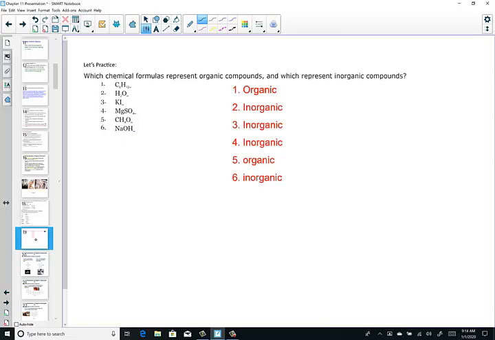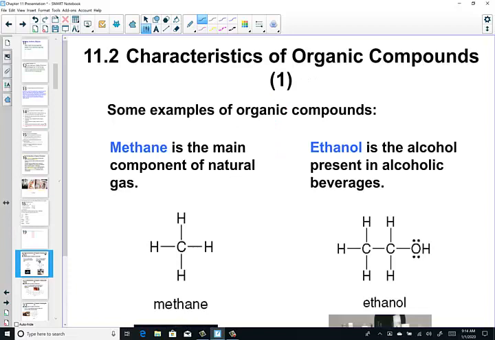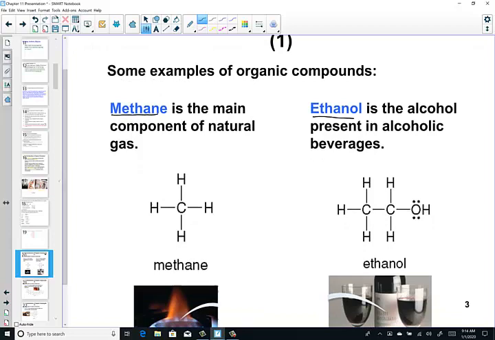In our second section, we'll look at the characteristics of organic compounds. Some examples of organic compounds would include methane, which is the component of natural gas, and ethanol, which is the alcohol present in alcoholic beverages.